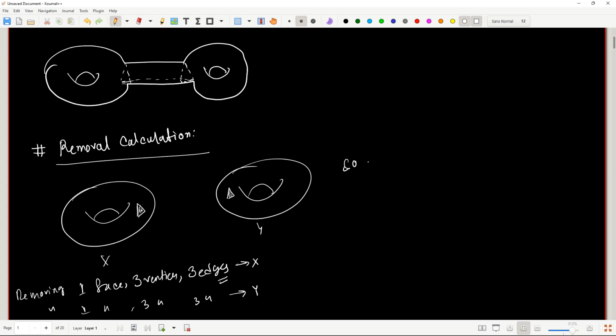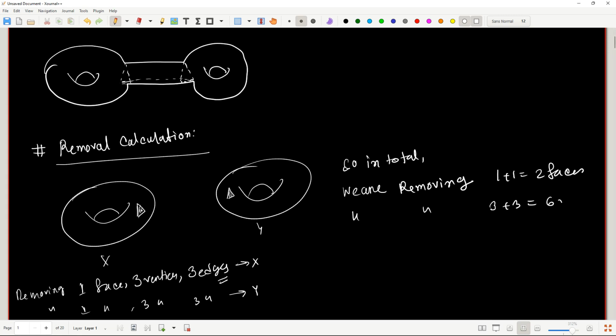So in total we are removing 1 plus 1 is equal to 2 faces. We are removing 3 plus 3 vertices, that means 6 vertices, and we are removing 3 edges, so 3 plus 3 from each of these toruses, so 3 plus 3 is 6 edges, right? So this will be there.